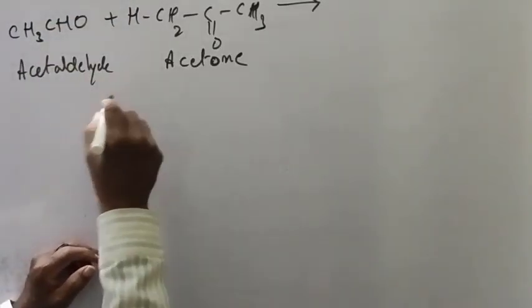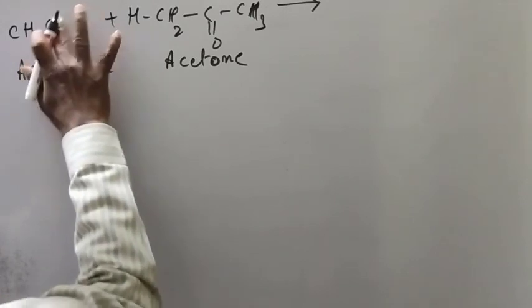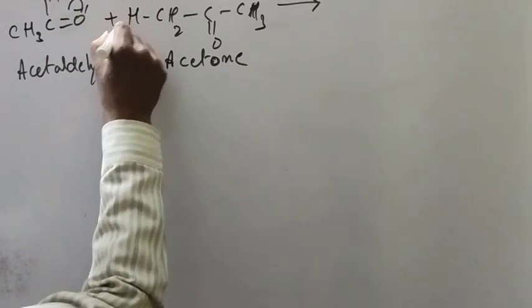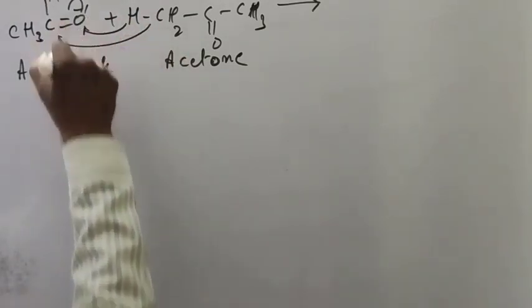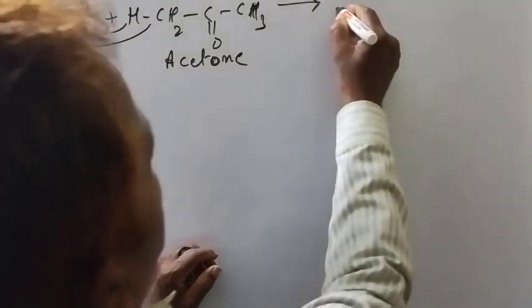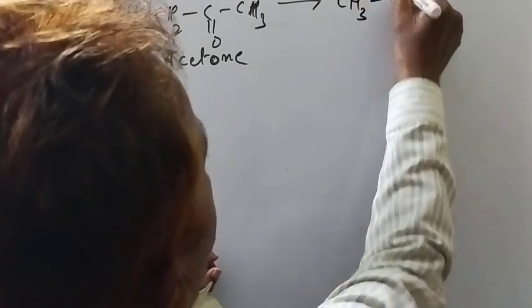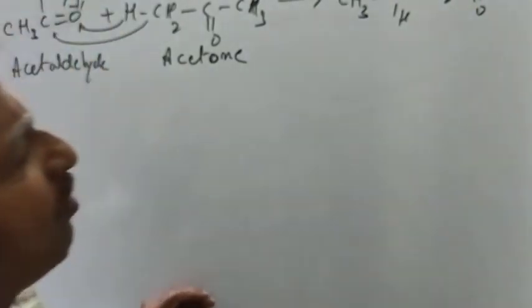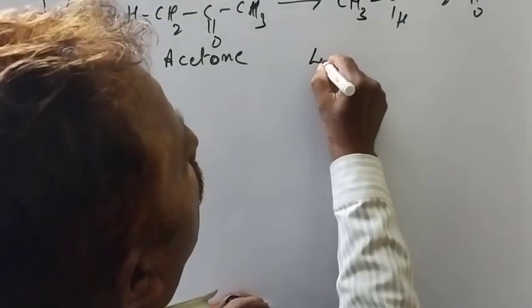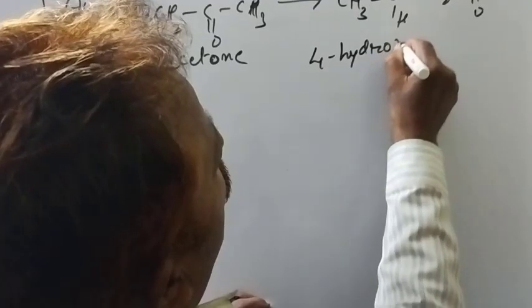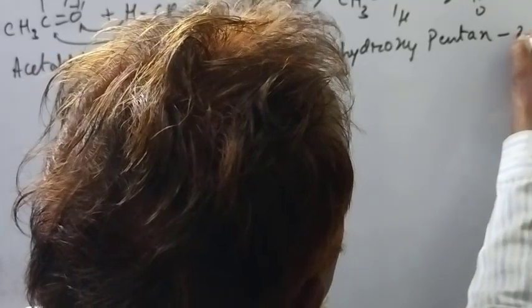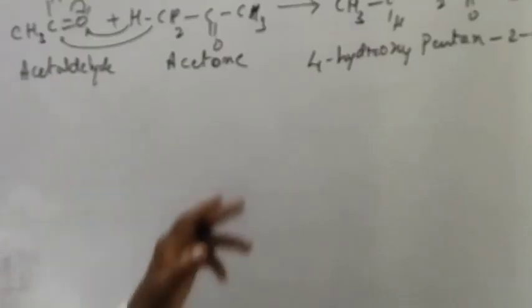So here, let us write this as C double bond O H. So this bond shifts here, this comes and attacks here. Therefore we get CH3 C OH H, CH2 C double bond O CH3. So what is the name of this substance? This is 4-hydroxypentan-2-one.